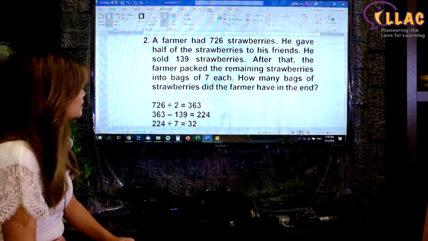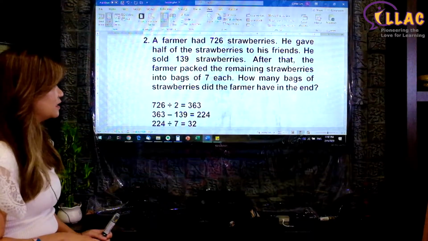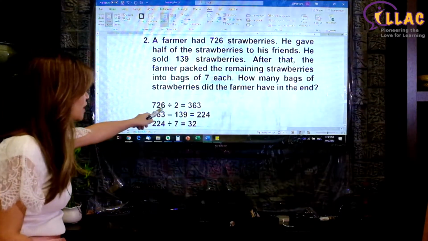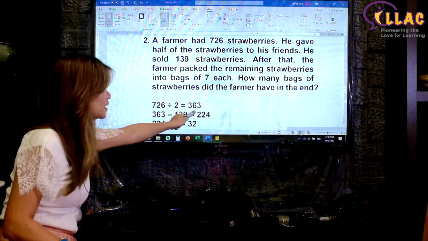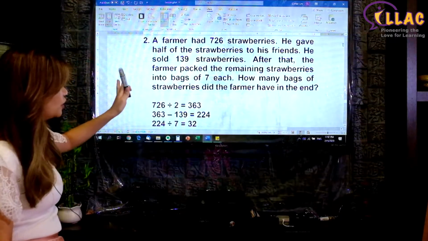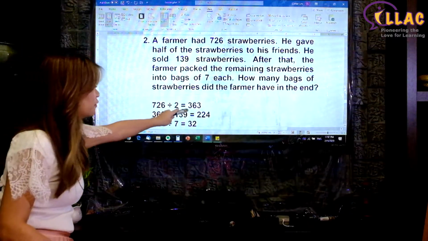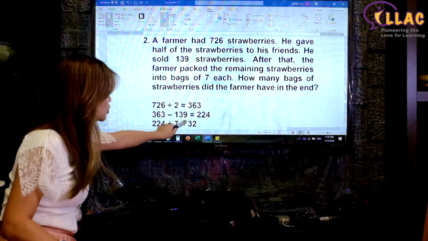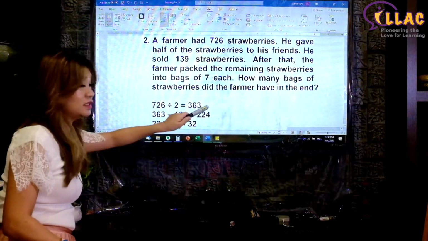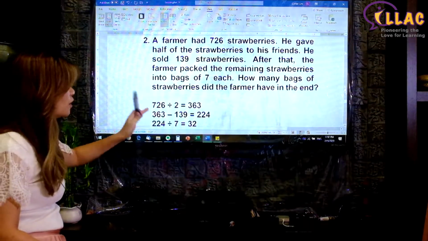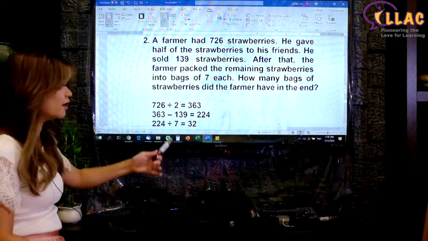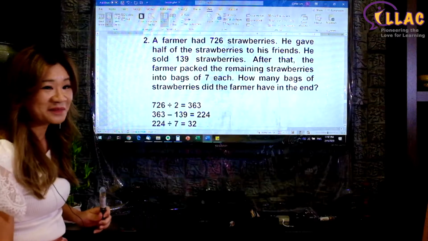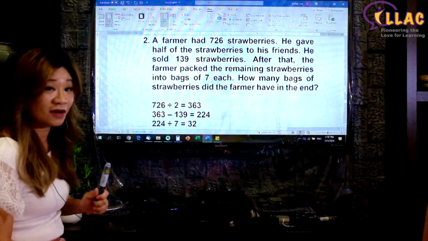Okay, this question: a farmer had 726 strawberries, so that's the total. He gave half to his friends, that's why you divide by 2 and you get 363. Then he sold 139, which means from the 363 that he is left with, minus away the 139 which he has sold, you're left with 224. So the 224, he repacked them into 7, therefore you divide by 7 and you get the answer 32. Did you get it right? Good job.